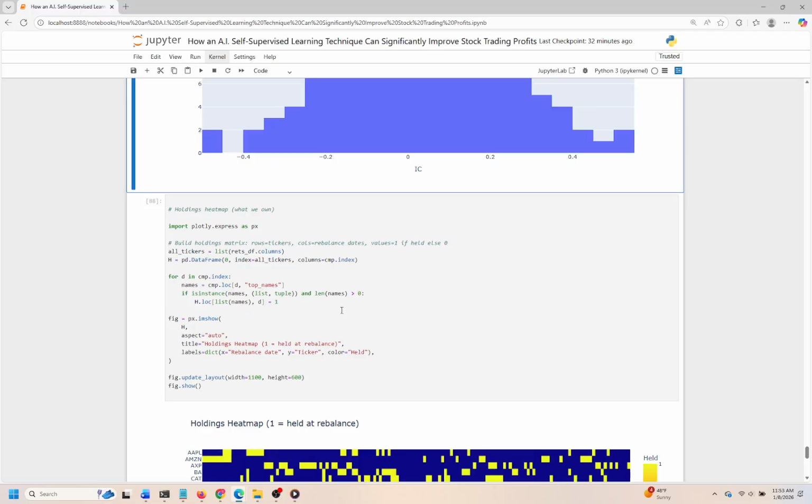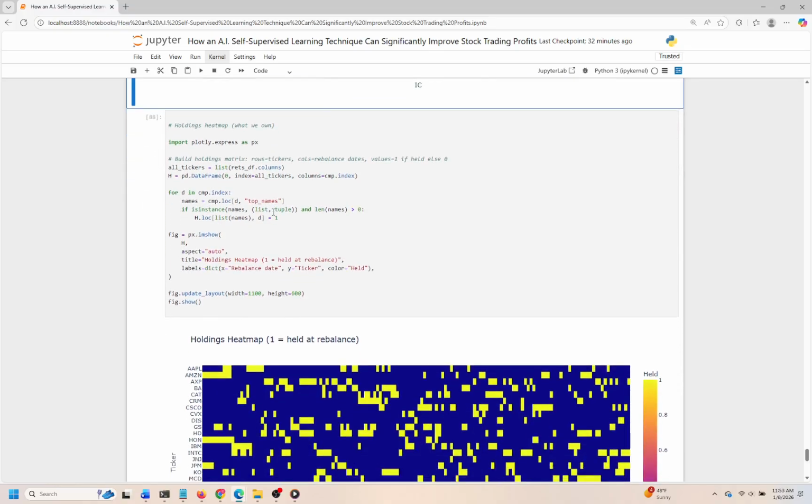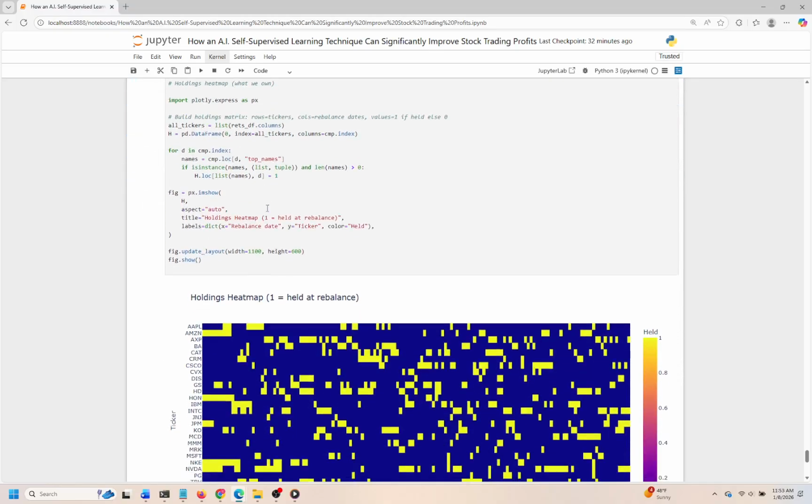Cell 28. In this cell, we're creating a visually appealing heat map to illustrate our investment holdings over time. This is important because it helps us quickly assess which assets were held at various rebalance dates, allowing for an at-a-glance understanding of the portfolio's evolution.